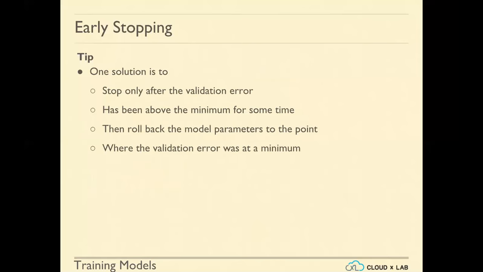One solution is to stop when the validation error stays there for some time, has been above the minimum for some time. If your validation error is at a minimum for quite some time, then you keep it there. Otherwise, you roll back the model parameters to the point when the validation error was at minimum.